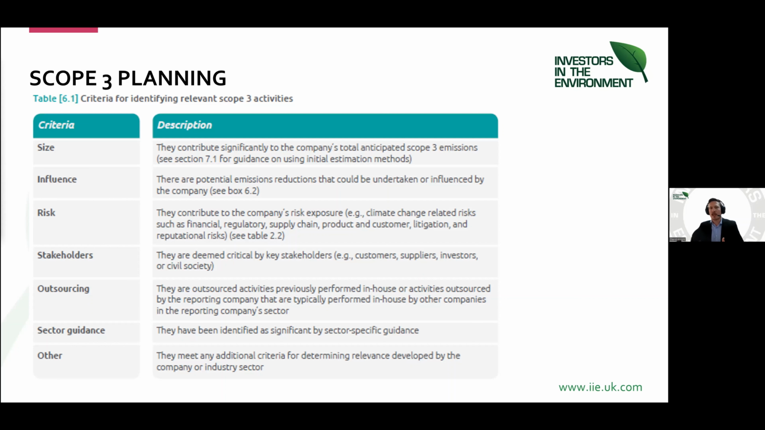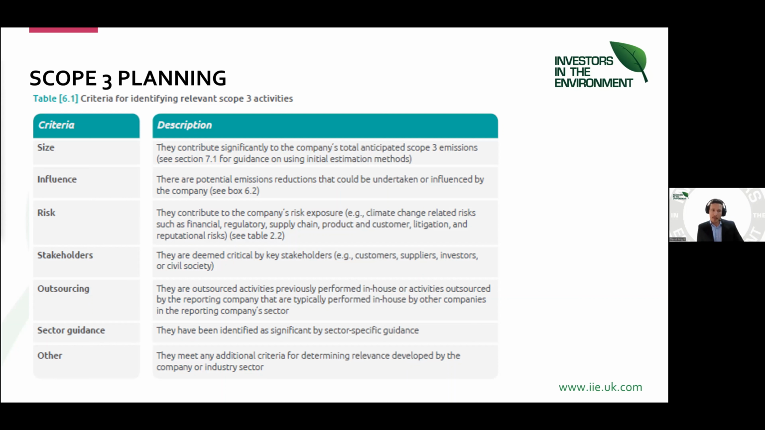The next thing we want to think about is the influence. So actually, how much influence do we have in terms of impacting or controlling those carbon emissions? Ideally, you want to do both. You want to have both a large impact in terms of GHG emissions, but also a large influence in terms of how you can control that.